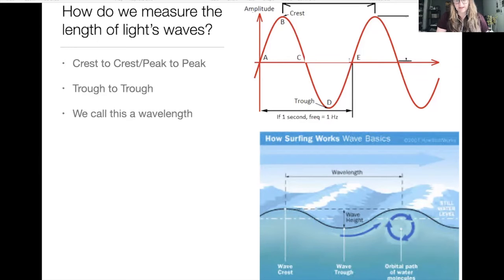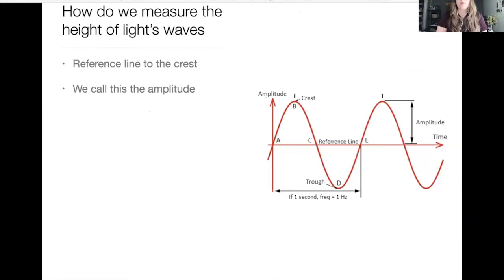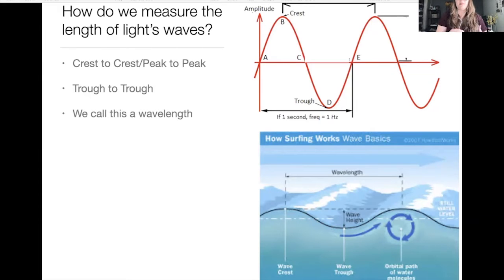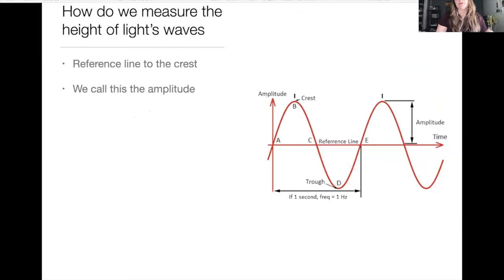So each type of light has their own unique wavelength, and we can measure these wavelengths by looking at the distance between their two peaks or their two troughs. And you don't have to look at a whole wave, you can just take those two sections, and it's very easy to be able to measure a wave like that. We measure the height of a wave, and this is important because actually the length of a wave can tell you how far it's traveling.